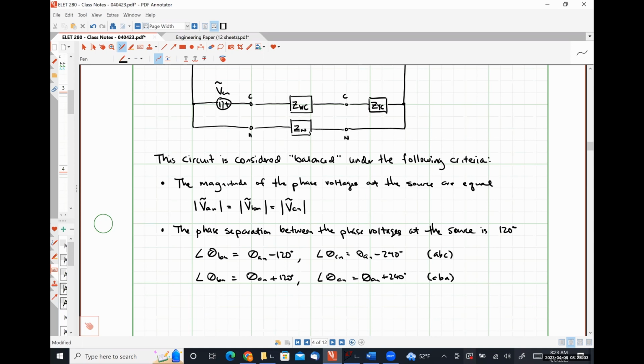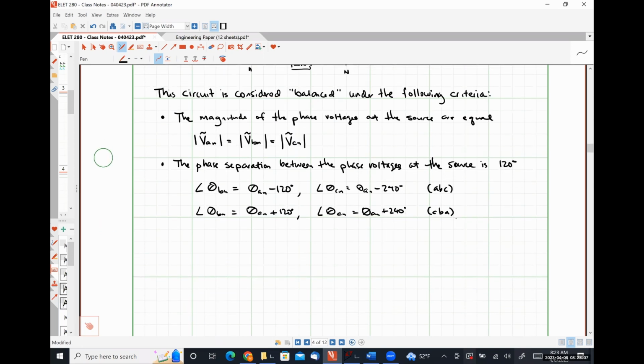If we put these two constraints together, we could say that if VAN is equal to the magnitude of VAN angle theta AN, then VBN has to be the magnitude of VAN with an angle of theta AN minus 120 degrees, and VCN is simply the magnitude of VAN with an angle of theta AN minus 240 degrees for a positive phase sequence.